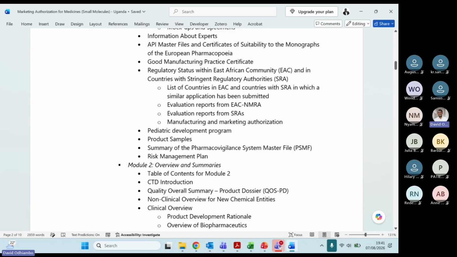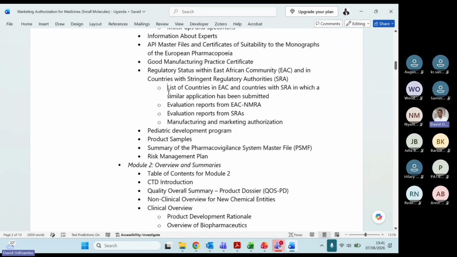Once you get the recommendation, it should be registered in an expedited way. So what do you need to demonstrate there? You need to indicate the regulatory status of the product in the respective countries: countries where it's registered in East Africa, in the stringent regulatory authorities, or whether it has been submitted. And if submitted, what is the status of that submission in the country?